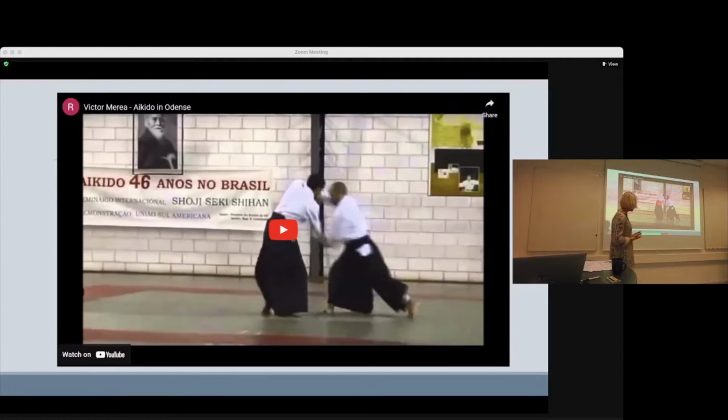This is Victor, my sensei. He's also the representative in Peru for the Hombo dojo. This is one of the sessions where he's demonstrating his technique. This is also a session where it looks a little more rough than it normally does. It doesn't have to look this rough. He will slow down.